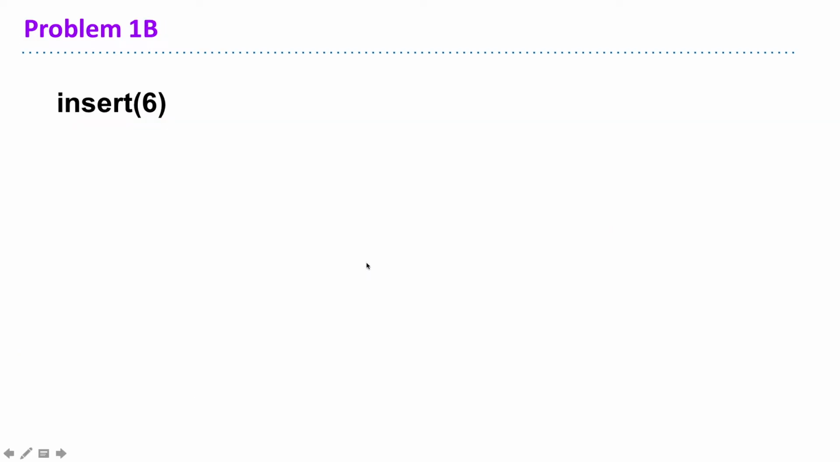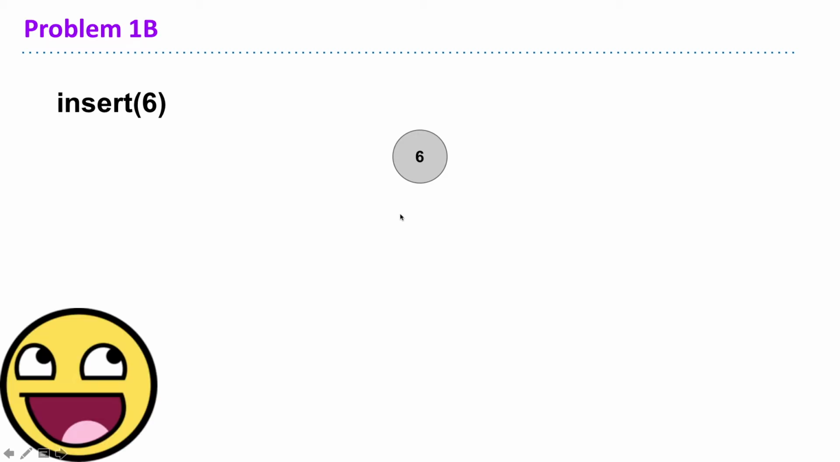Okay, so let's build up an AVL tree from scratch. So maybe the first thing I want to do is insert a 6. So step 1 is to insert it like you would in a BST. It's the first node, so we can just insert it, and we know that this is definitely balanced because both of its subtrees are 0, so we're done.